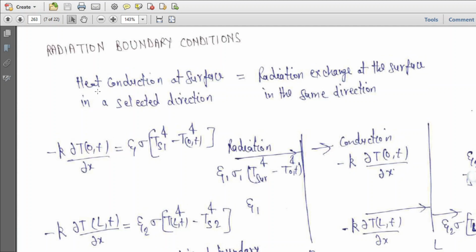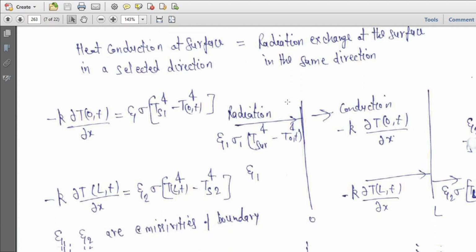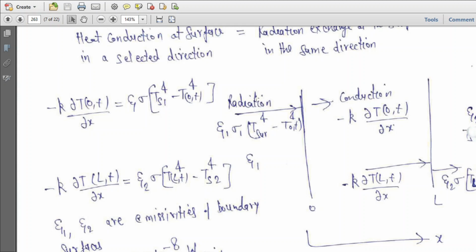So heat conduction at the surface in a selected direction should be equal to radiation exchange at the surface in the same direction. So all the radiation coming in at this particular surface should be balanced by conduction flux here. So this is epsilon 1 sigma (T surrounding to the power 4 minus T0 to the power 4), which should be equal to minus k del T upon del x at x equal to 0.